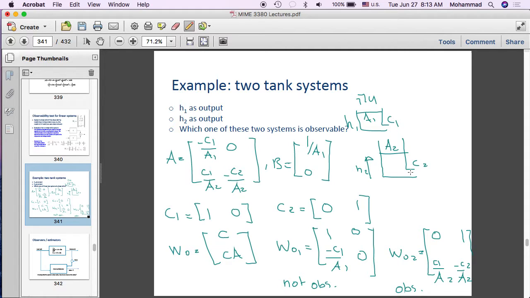So the next step is to design an observer. So why don't you go ahead and design an observer for the case that is observable, for the system that is observable. I'll give you a minute.